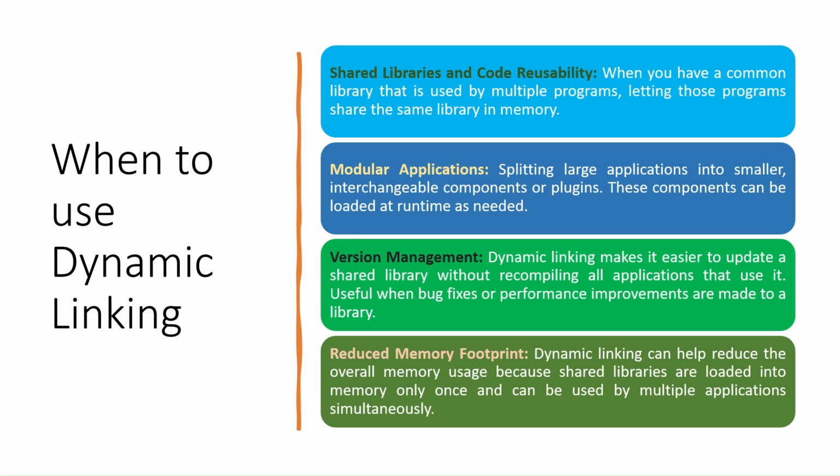When to use dynamic linking? When we require shared libraries and need to reuse code, letting multiple programs share the same library in memory. In modular applications, where splitting a large application into smaller interchangeable components or plugins is required, the components can be loaded at runtime. In version management, dynamic linking makes it easier to update a shared library without recompiling all applications that use it, useful when bug fixes or performance improvements are made in a library.